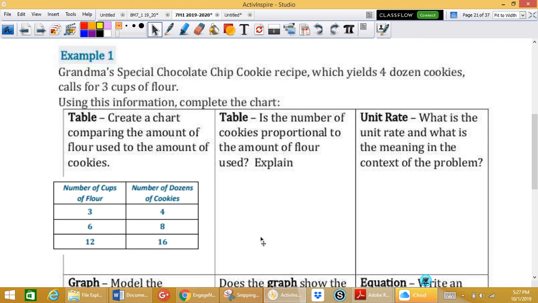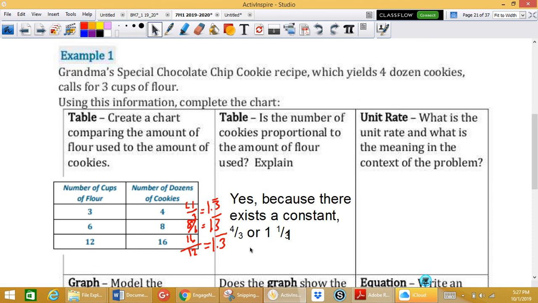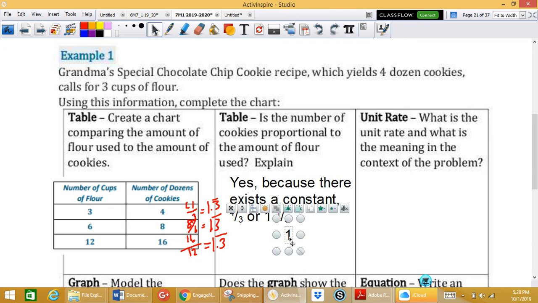Is the number of cookies proportional to the flour? Well, 4 divided by 3 is 1.3 repeating. 8 divided by 6 is also 1.3 repeating. 16 divided by 12 is also 1.3 repeating. So yes, it is. So every time I get either 1 1/3 or 4/3.